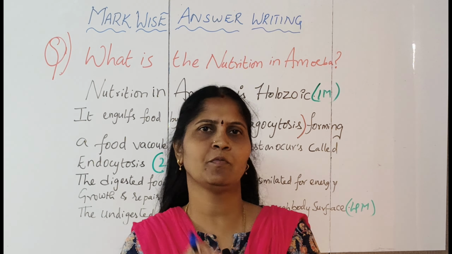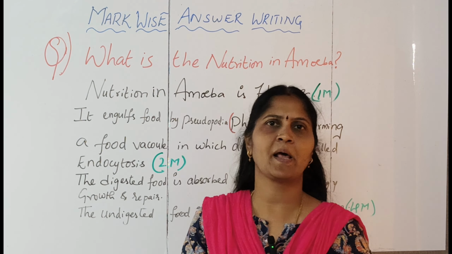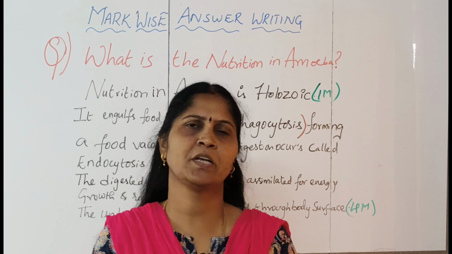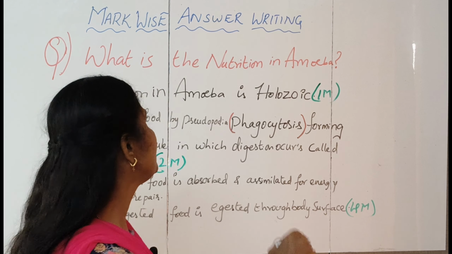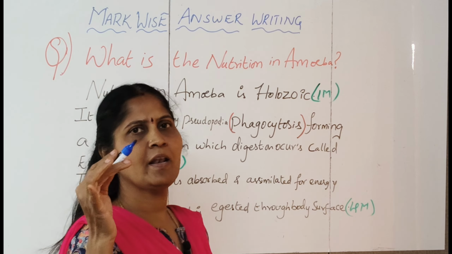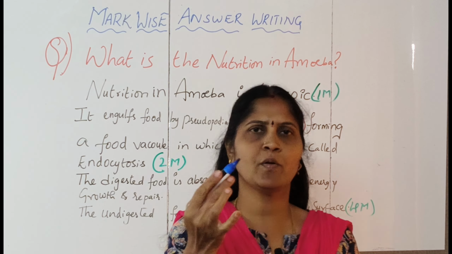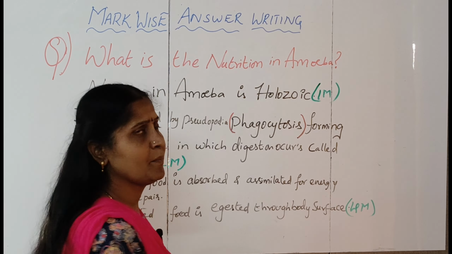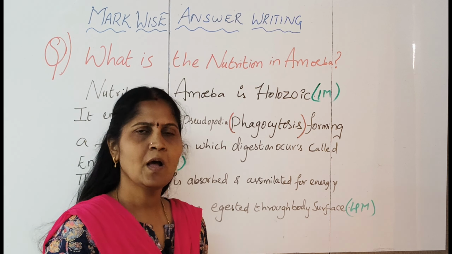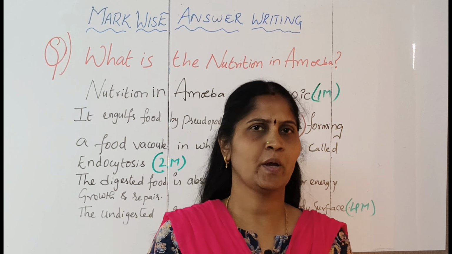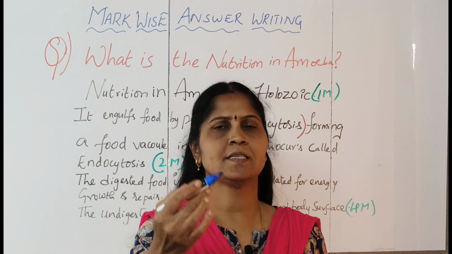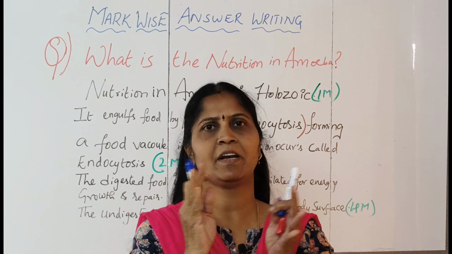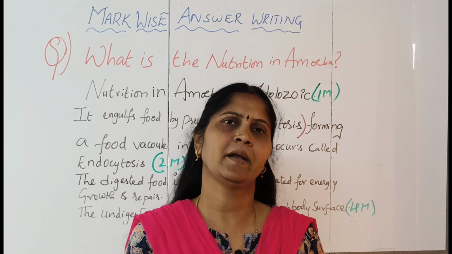So let us take one example to understand what is mark-wise writing. I have taken the question, what is the nutrition in amoeba? If it is given as a 1 mark question, what will you write? Nutrition in amoeba is holozoic. That is for 1 mark. So 1 mark questions usually need an answer in 1 point, and that should contain all the scientific terms designed for that answer.